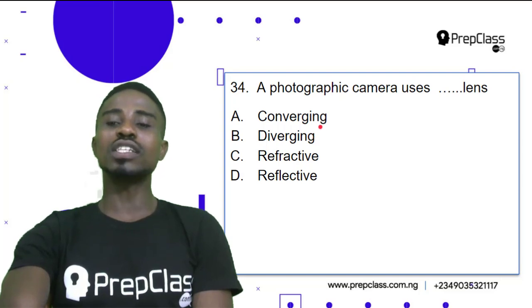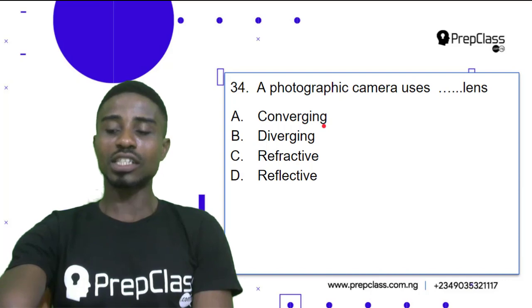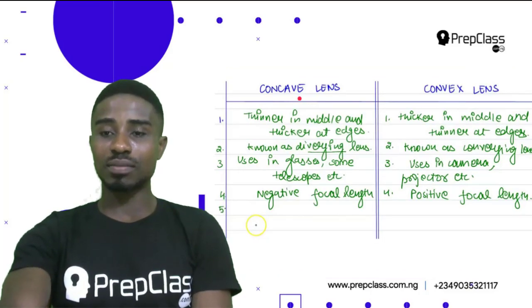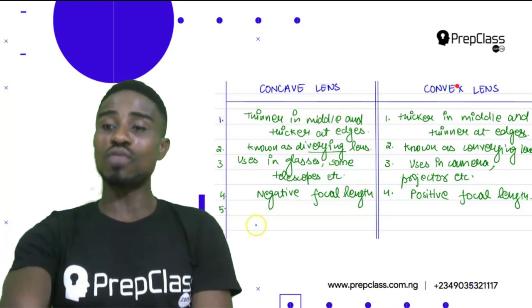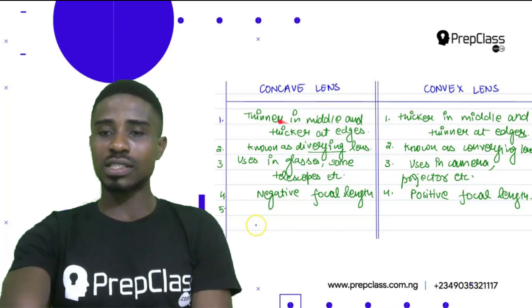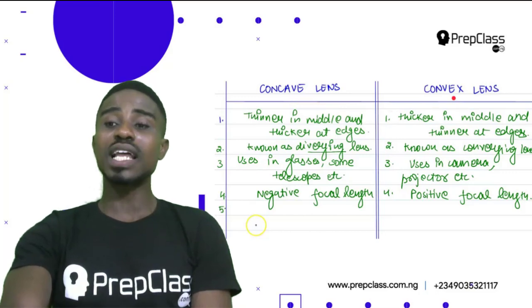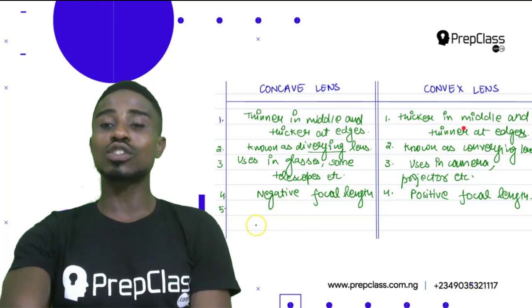So which one of these is used in photographic camera? Let's check out this explanation. Now, when you look at the concave lens, I said it is the divergent lens, while the convex is the convergent. Now, thinner in the middle and thicker at the edges. So it definitely diverges the light. So we can see things farther. That's the concave lens. But for the convex lens, it converges it. It brings it together so we can see things closer.